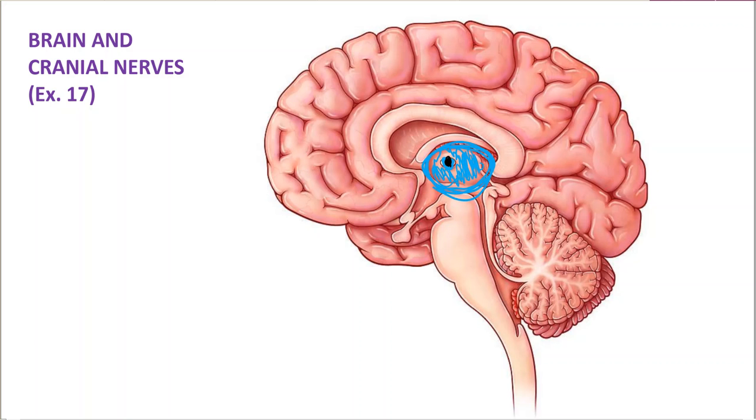That's your third ventricle. Remember, this is your lateral ventricle. Then your third ventricle is between the two halves of your thalamus. And then your fourth ventricle is down here, remember? All right, so your thalamus was right here, interthalamic adhesion.